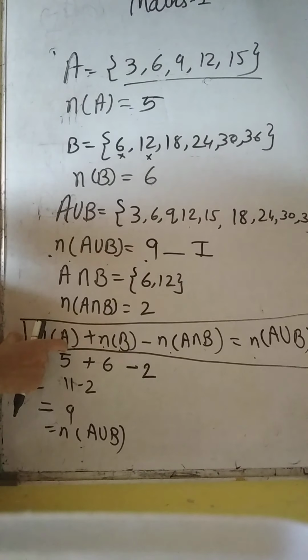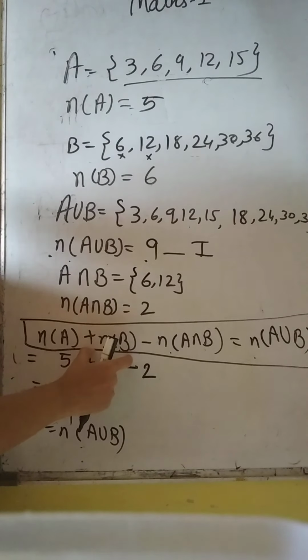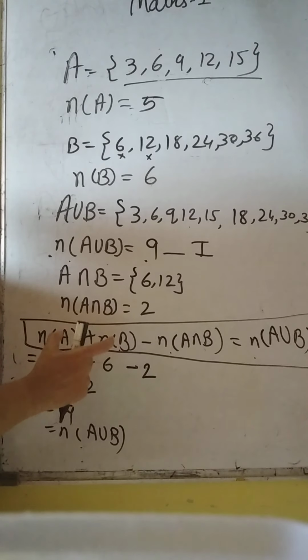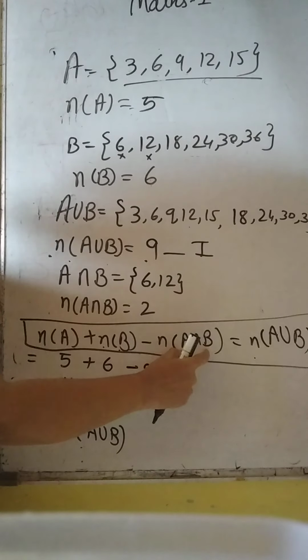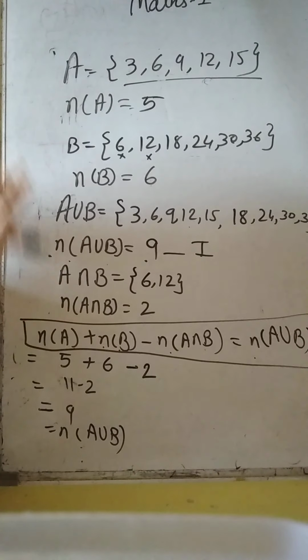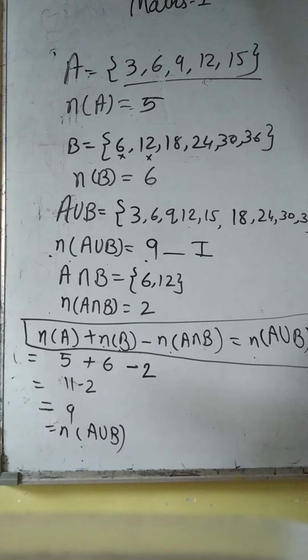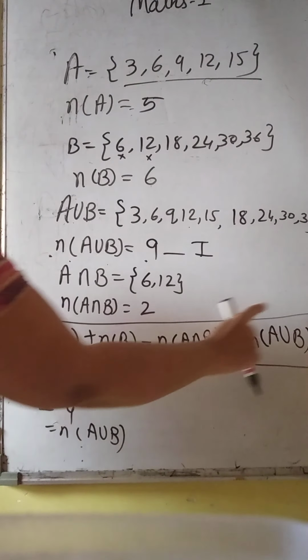A के सब एलिमेंट्स उसके अंदर ऐड करो, B के सब एलिमेंट्स, और उसके एडिशन के बाद में जो आंसर आता है उसमें से जो कॉमन है वो निकाल दो. So you are going to get the number of elements in the union. Is this much clear to you? Please write down and highlight this part.